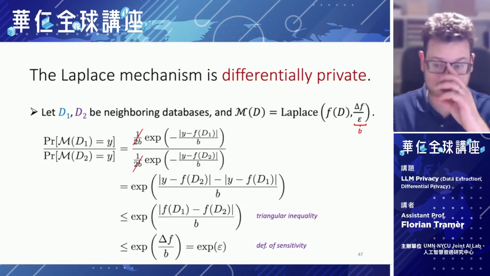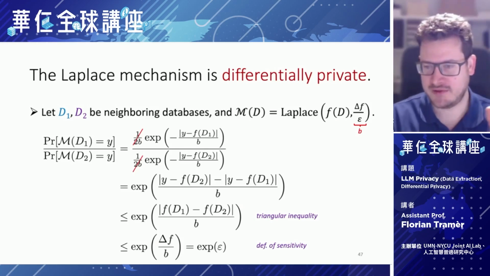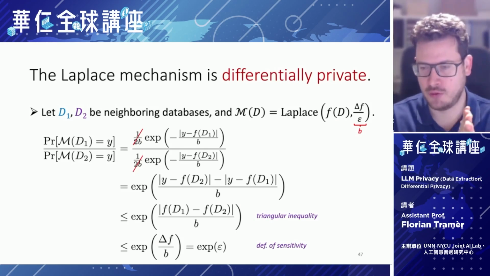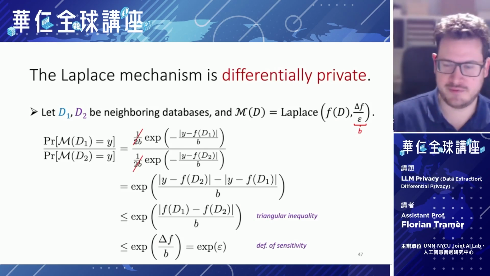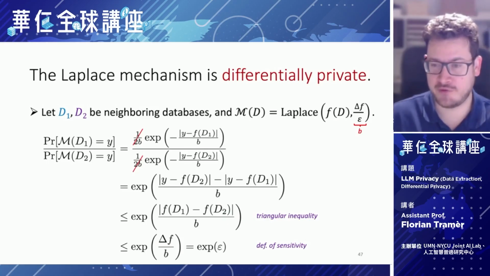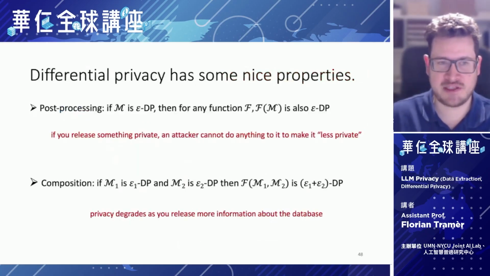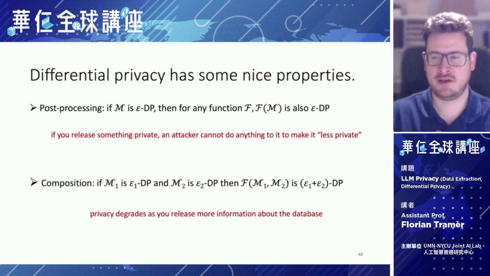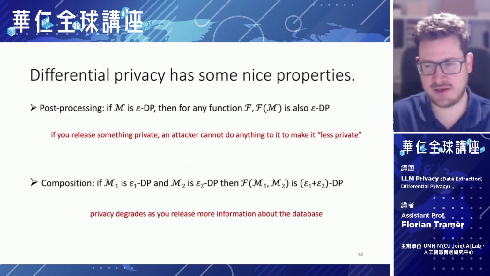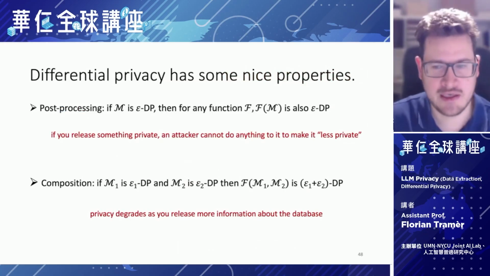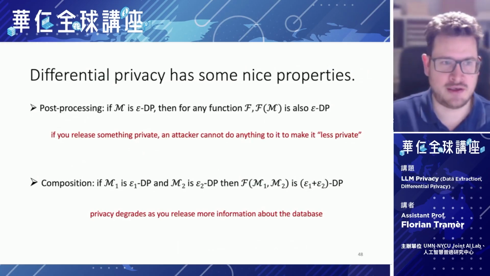And so we have a mechanism to get differential privacy for one function. This by itself is already very, very useful. But what makes differential privacy in particular a very nice privacy definition is some additional properties that it has, namely the fact that it's closed under post-processing and that it composes.